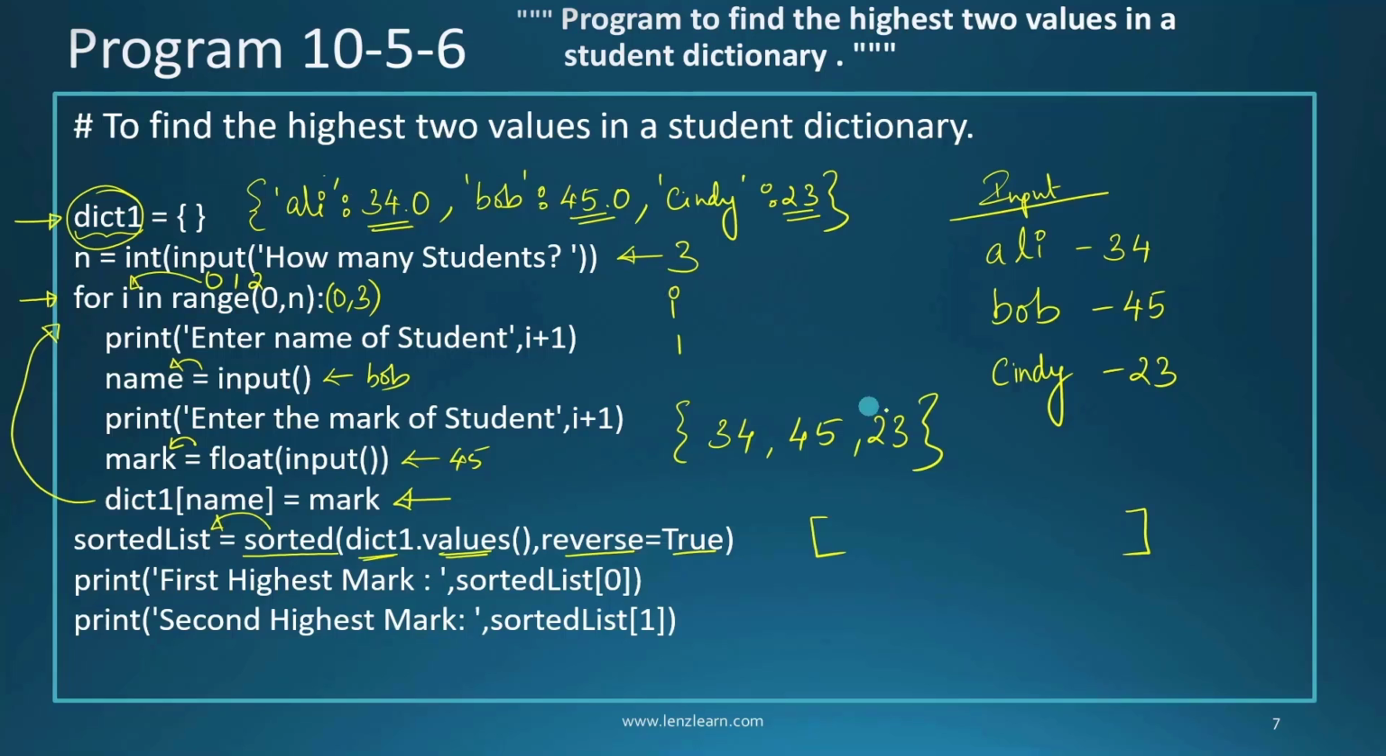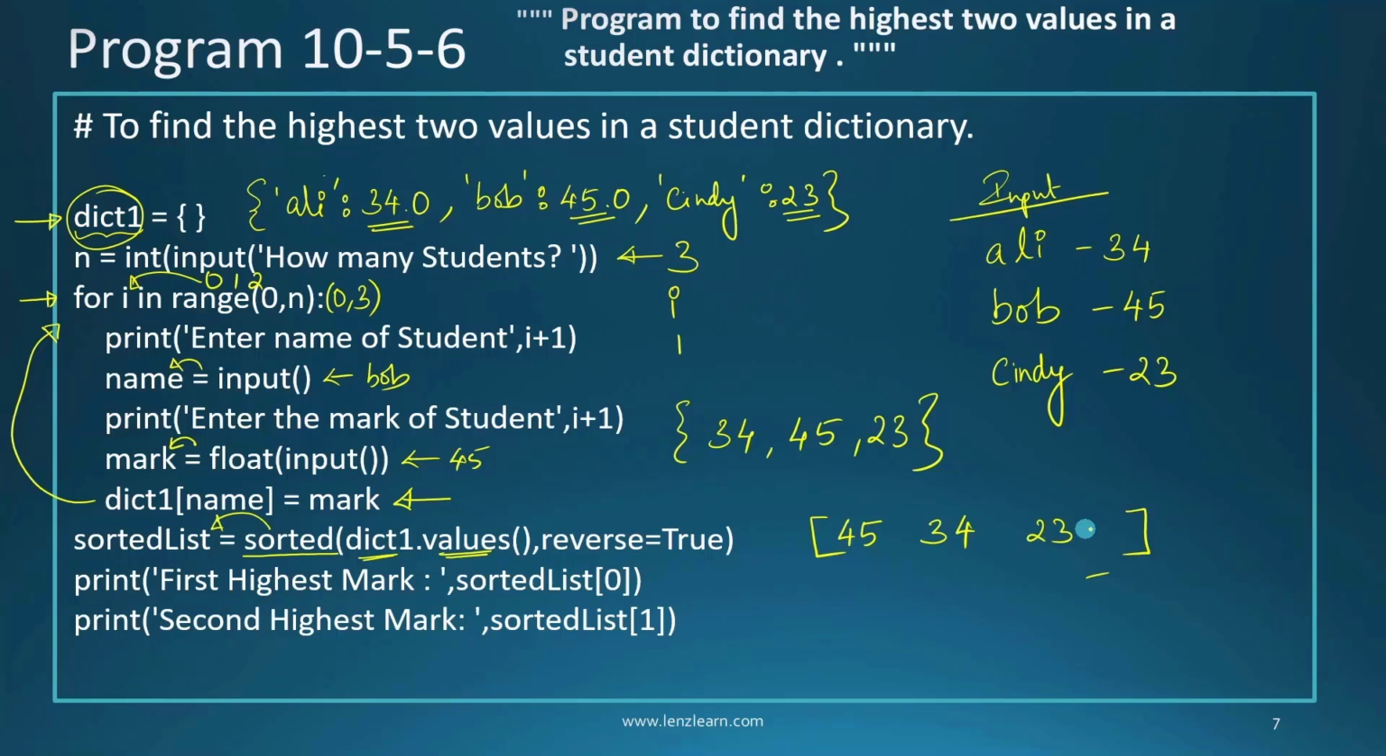The largest mark or the largest value will be coming first. So that will be 45. The next highest will be coming next, and the smallest will go last, because I have called this function sorted by making reverse equal to true. If you don't provide this, then the first element is going to be 23, then you have 34, and finally you will have 45, because sorted is going to sort it in ascending order. But we need it here in descending order because we have a purpose for it.